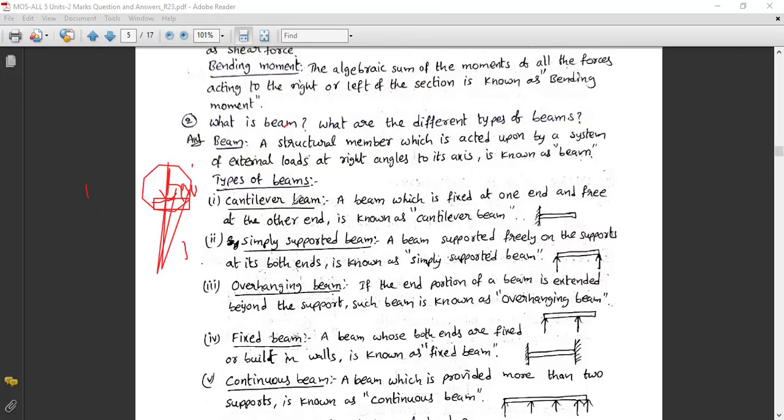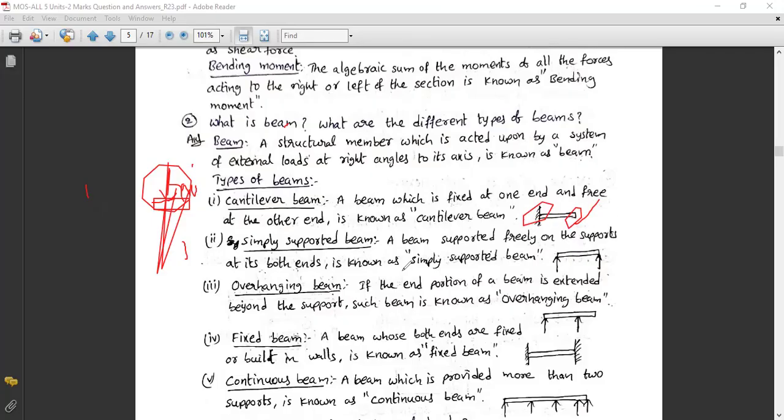Now the types of beams are also explained here. You can see this is a beam supported on one side. If a beam is supported or fixed on one side, it is called a cantilever beam. Here is one more beam, supported by two vertical forces from below. This is called a simply supported beam. This is a fixed beam. As per the definition, a beam fixed at one end and free at the other end is known as a cantilever beam. Here it is free and here it is the fixed end.